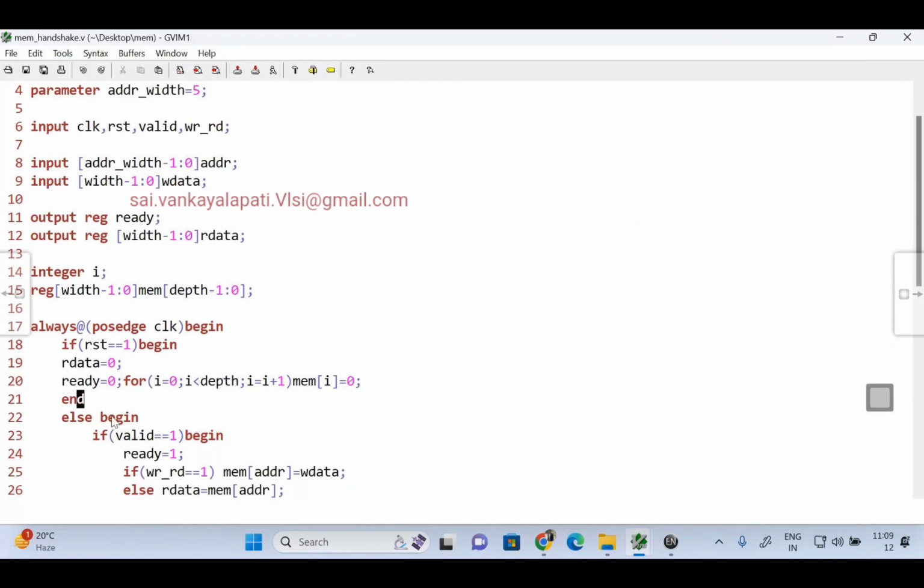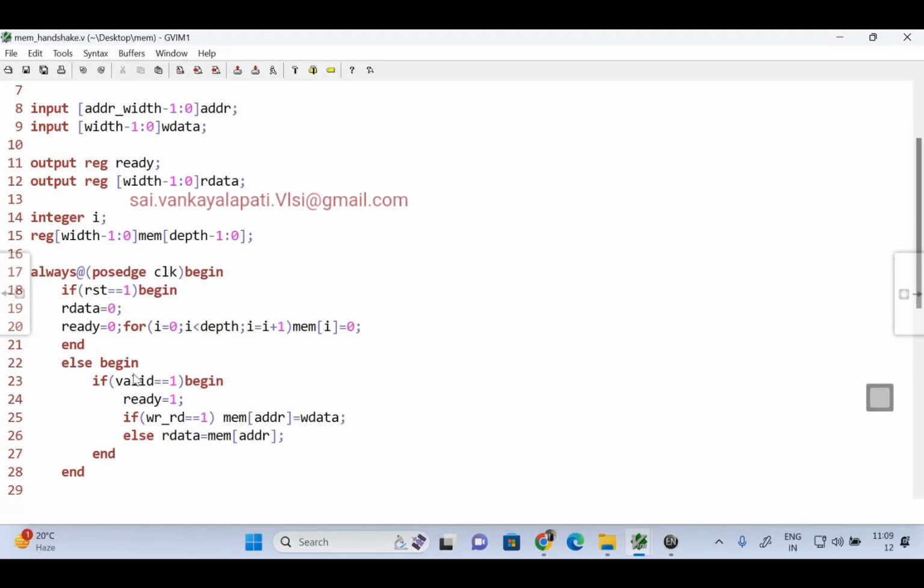Else part, when reset is equal to 0, what are we doing? We are checking that if valid is equal to 1, then what do we need to check? Ready. If ready is equal to 1, then what do we need to do? If read write enable is equal to 1, we are writing the data to the memory. So memory of address_I, what are we writing? WD. We are writing the data. Correct. In the else part, if read write is equal to 0, we are doing the reading of this.